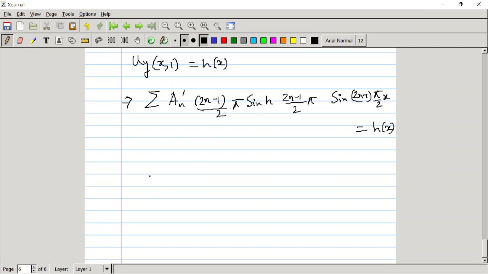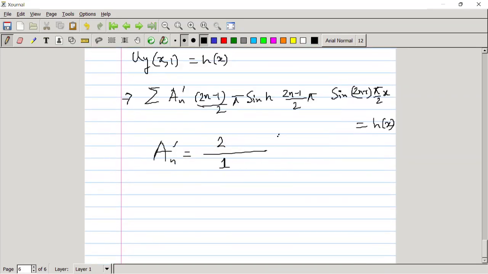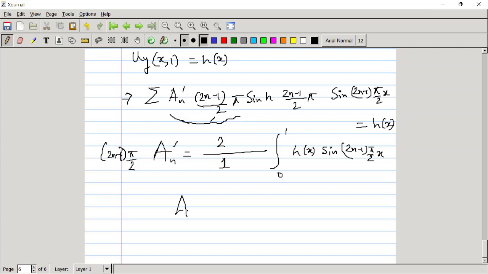By the Fourier coefficient, I will get a n dash equal to 2 by the length of the interval. The length is 1 because we are dealing with the closed interval 0 to 1. So 2 by 1, integral lower limit to upper limit, hx into sine of (2n minus 1) pi by 2 into x. Not only a n dash, this is the whole constant, a n dash, into (2n minus 1) pi by 2. So I have to write (2n minus 1) pi by 2 into a n dash, the whole thing. This is equal to, so I get a n dash as a non-zero quantity. So the series is there.